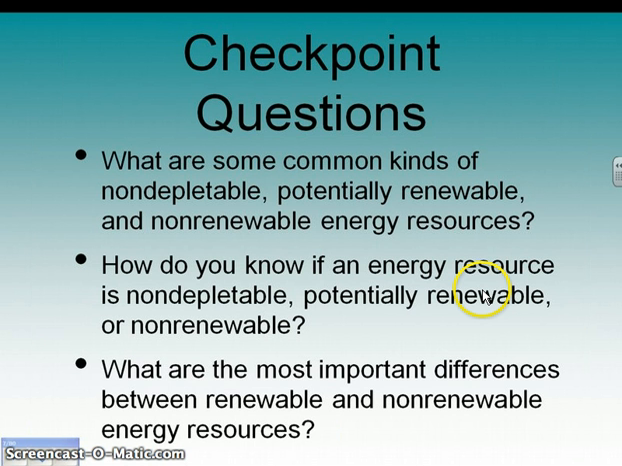So we've reached the end of our checkpoints here. We've got our 3 questions. What are some common kinds of non-depletable, potentially renewable, and non-renewable energy resources? How do you know if an energy resource is non-depletable, potentially renewable, or non-renewable? And what are the most important differences between renewable and non-renewable energy resources? Go ahead and answer these checkpoints, and when you're done, you can move on to Part 2.